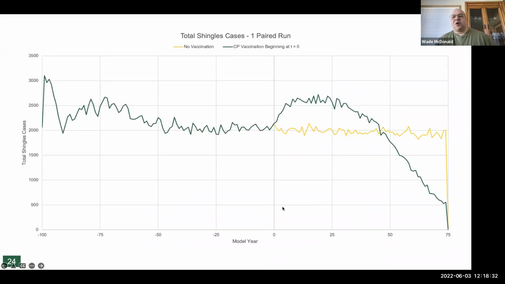So this slide summarizes the key result. This represents a paired run of the simulation model with the same random seed. You can see the two members of the pair follow each other exactly until what we've called time zero, which is the time where the chickenpox vaccination is introduced. The y-axis is total shingles cases. Once vaccination is introduced, we see an increase in shingles cases and then a sharp decrease.